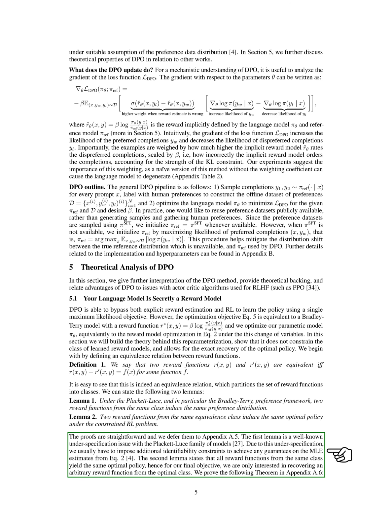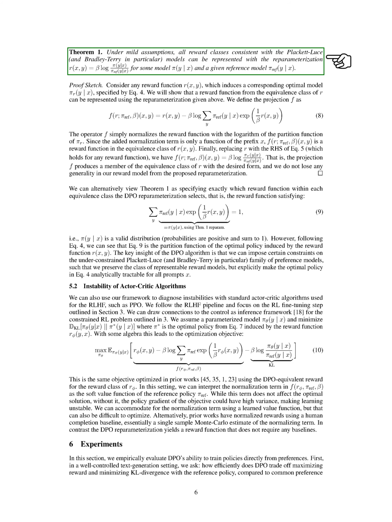There is a well-known issue with the Plackett-Luce family of models, which is under specification. Because of this, we usually need to impose additional constraints to get any guarantees on the maximum likelihood estimates. However, all reward functions from the same class yield the same optimal policy, so we're only interested in recovering an arbitrary reward function from the optimal class. Under certain assumptions, all reward classes consistent with the Plackett-Luce models can be represented with our reparameterization.